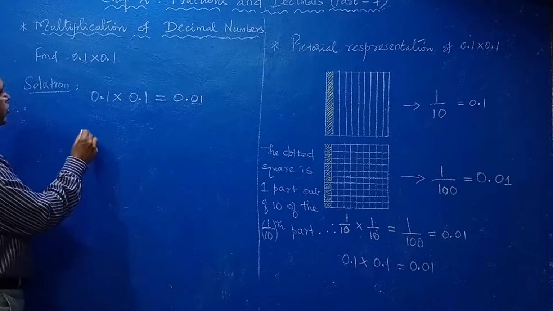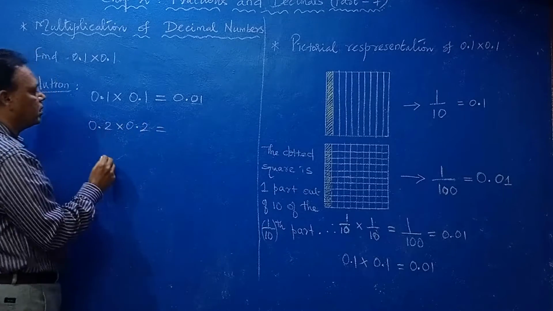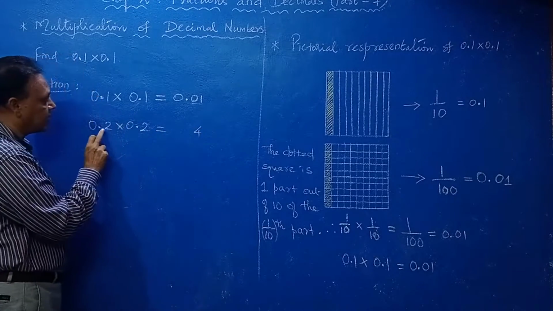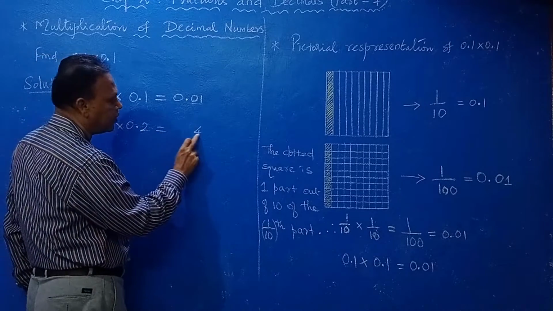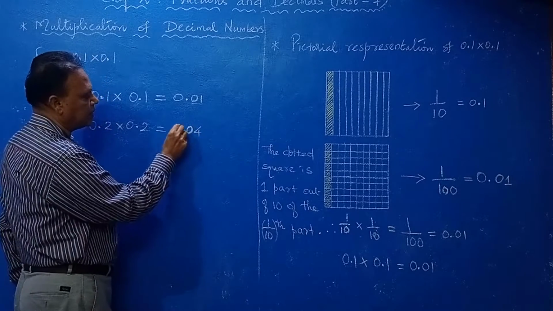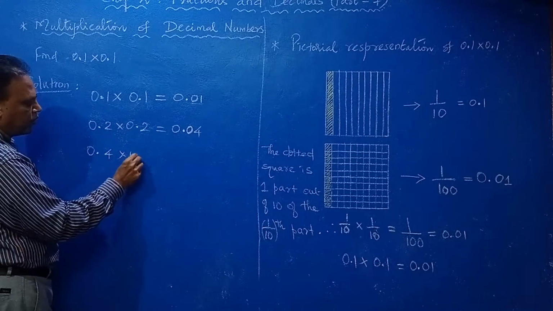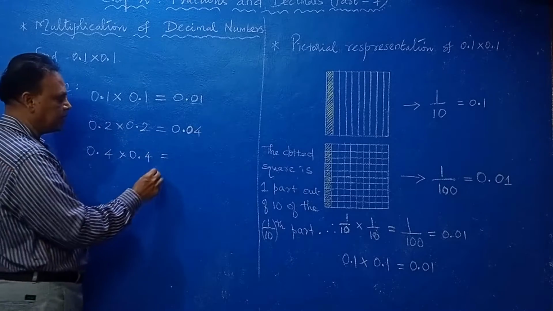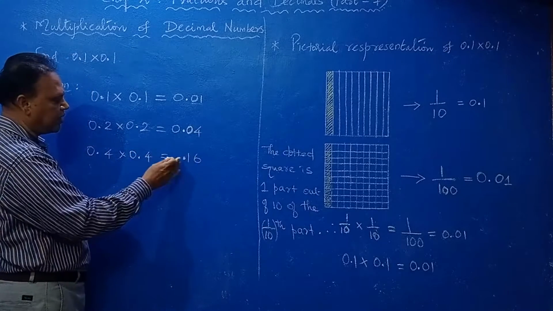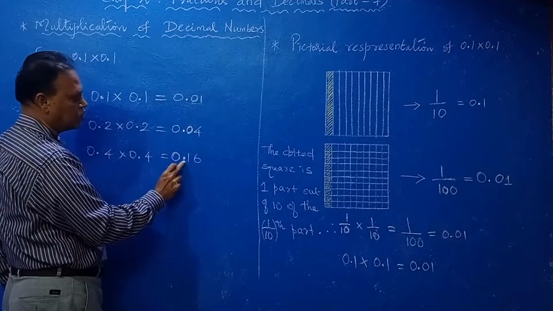For example, 0.2 into 0.2. How to multiply this? 2 into 2 is 4, but here two digits are there after the decimal, so we need two digits after the decimal. That's why you put the point, then add a 0 before 4, to get 0.04. Clear? Then only we'll get it correctly. Same way, 0.4 into 0.4. How will you multiply? 4 into 4 is 16. Already we have two digits after the decimal, so keep the point. This is nothing but 0.16.